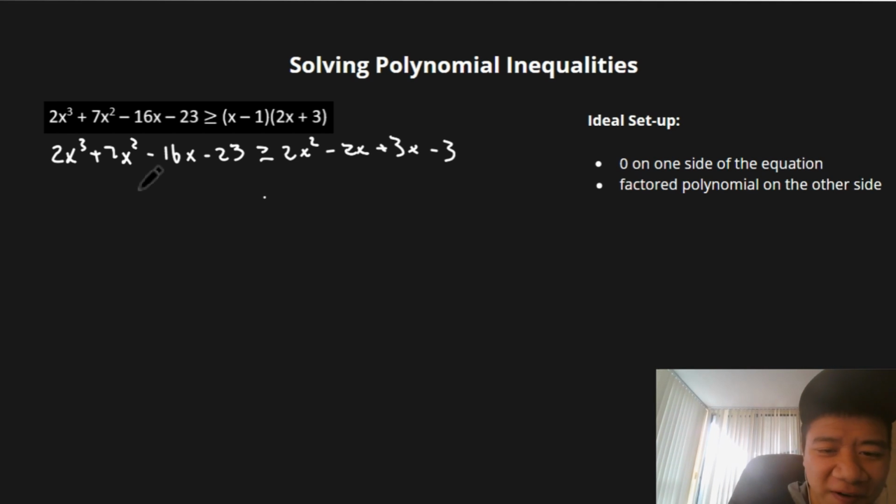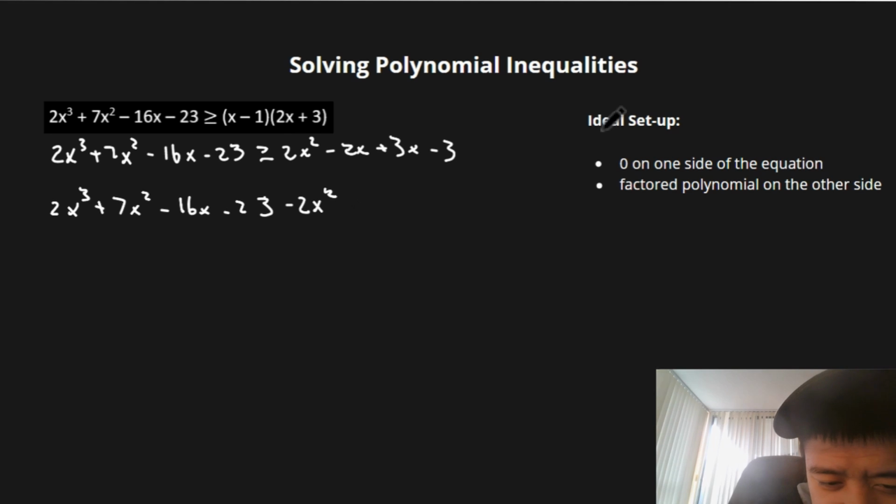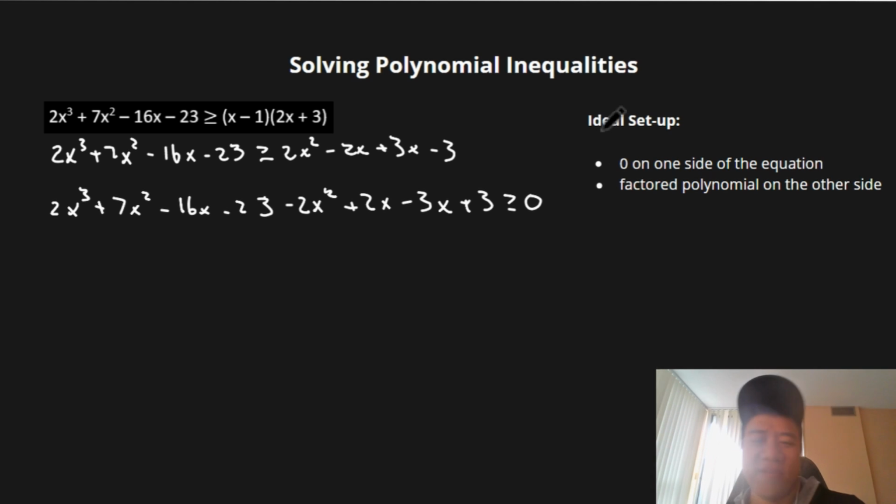Alright, so let's move all these guys on one side to the other side. That way we'll have 0 on one side, and we satisfy one of our conditions. And minus 2x squared. The negative 2x becomes positive 2x, becomes negative 3x. Awesome. Cool. Now we have 0 on one side. Now to get our factor polynomial, we have a lot of terms here. So we're just going to collect like terms first, and then we can do our usual business.